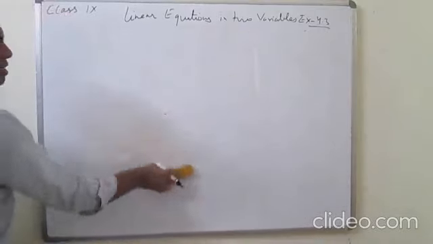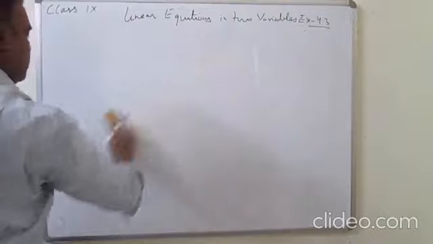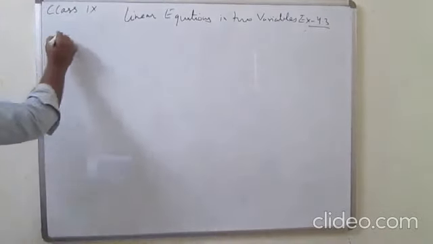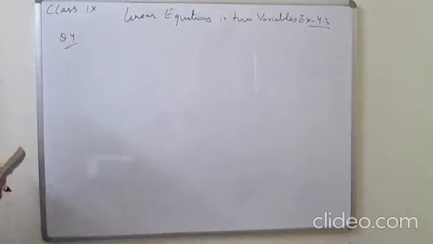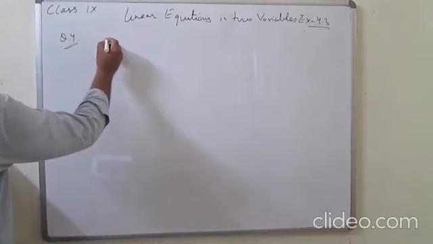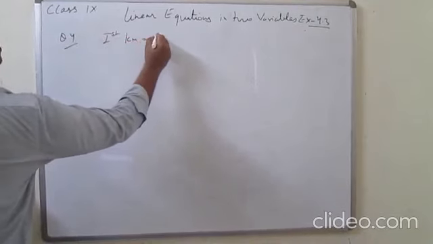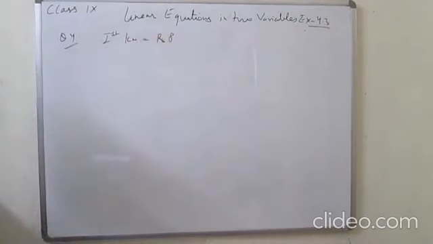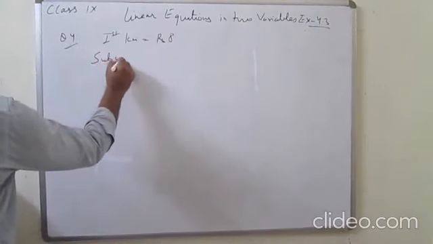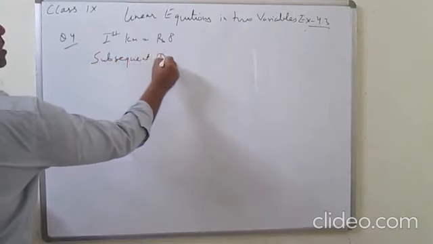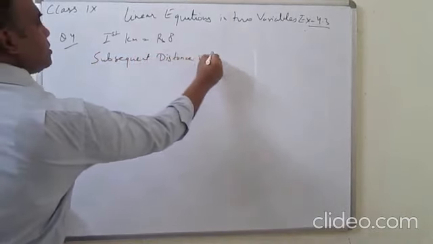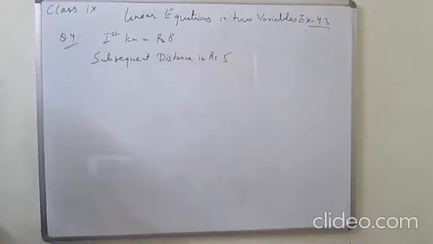Now I will take question number 4. It is important. Question 4. See here, the taxi fare in a city is as follows. For the first kilometer, the fare is rupees 8, and for the subsequent distance, it is rupees 5 per kilometer. Subsequent, बाकी बचा हुआ distance is rupees 5.